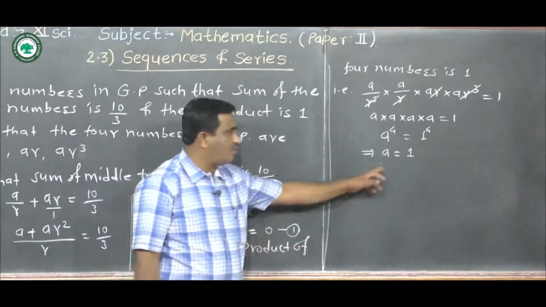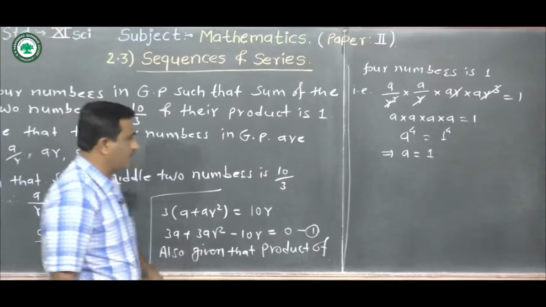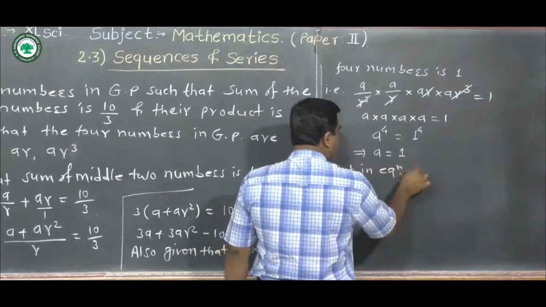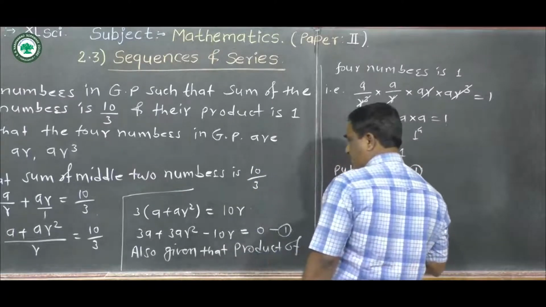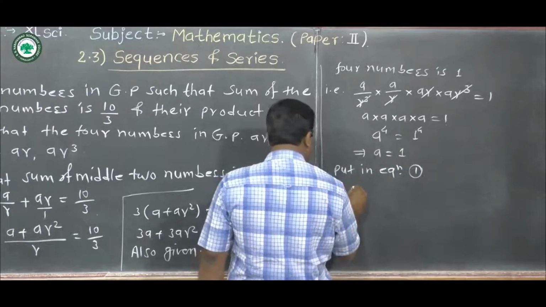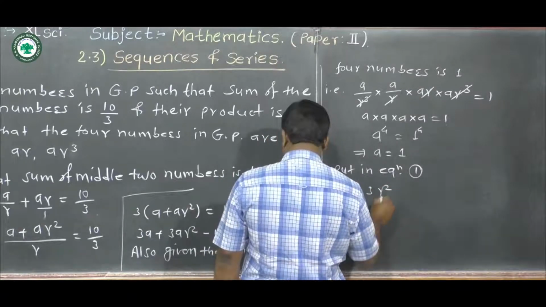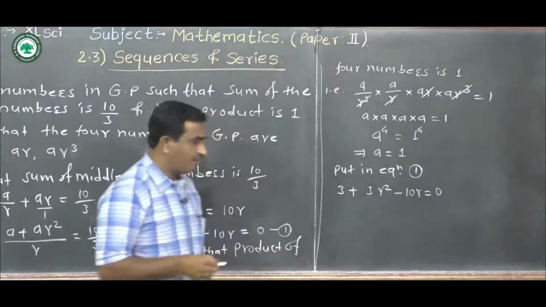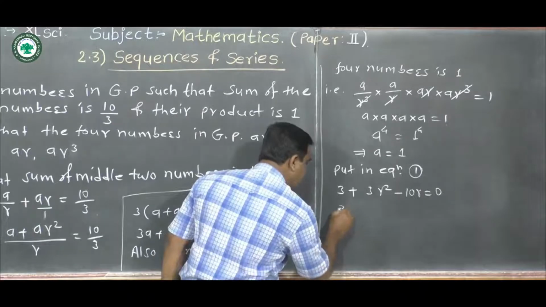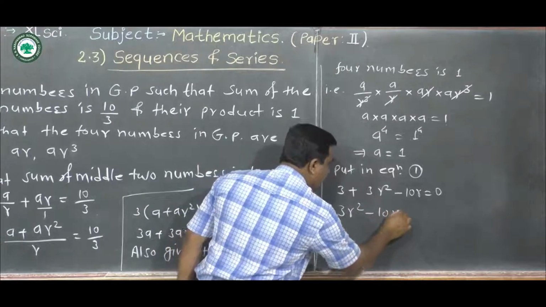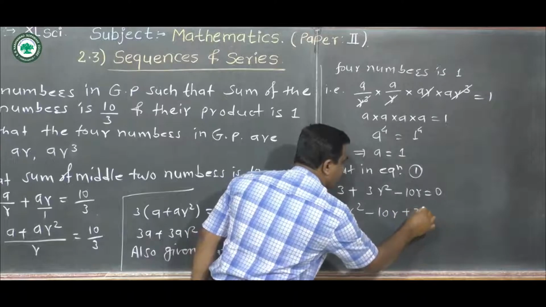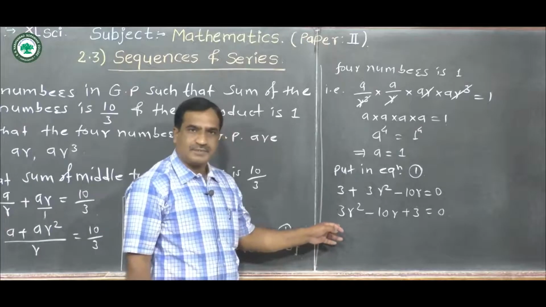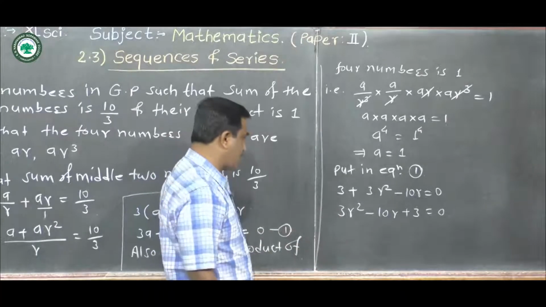Now put this value of a in equation first. Therefore equation 1 becomes 3 plus 3r square minus 10r is equal to 0. That is, we can write this as 3r square minus 10r plus 3 is equal to 0. Now this is the quadratic equation in r. It has 2 roots. Now we have to solve this quadratic equation.